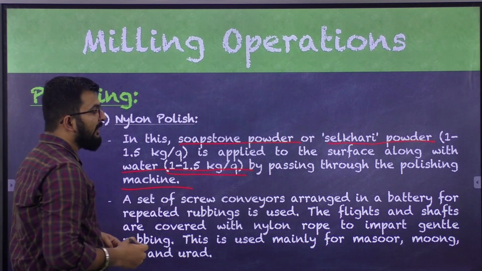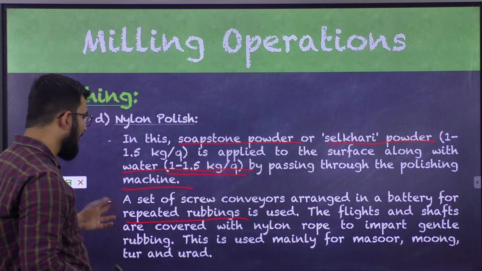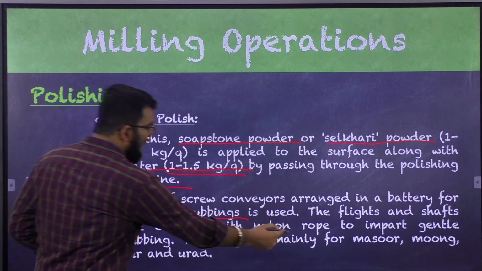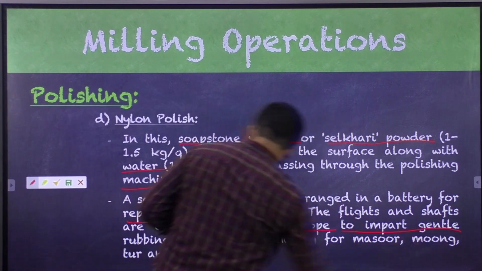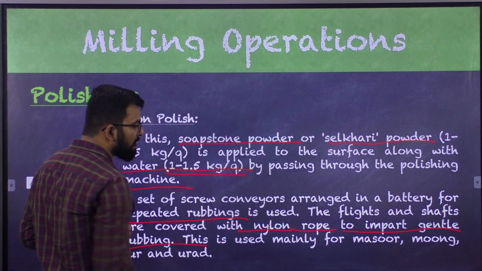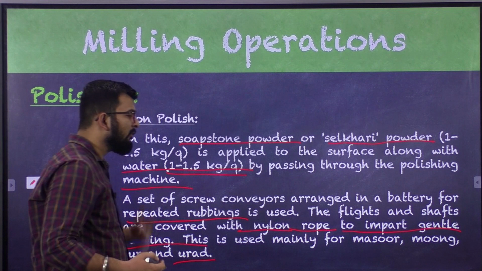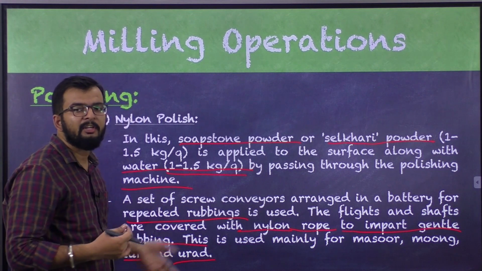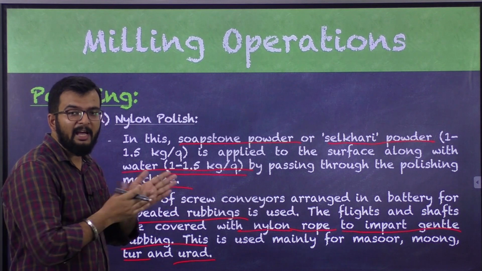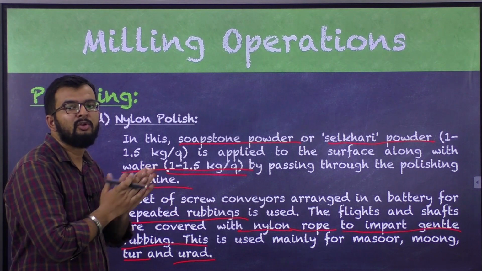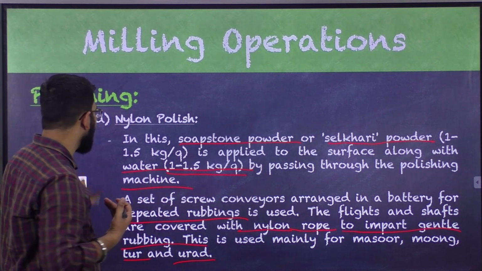A set of screw conveyors arranged in a battery for repeated rubbing is used. The flight and shaft are covered with nylon rope to impart gentle rubbing. This is used mainly for masoor, moong, tur dal and urad dal. With the help of these nylon ropes covering the screw conveyor, a rubbing action is imparted on the surface of your pulses, which in turn will polish the surface of the pulses.